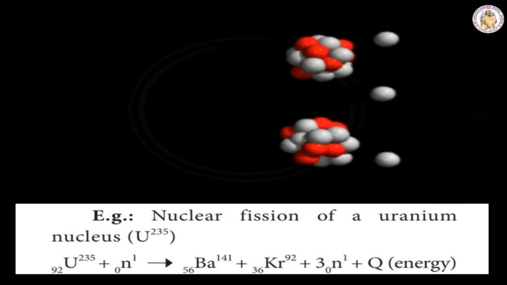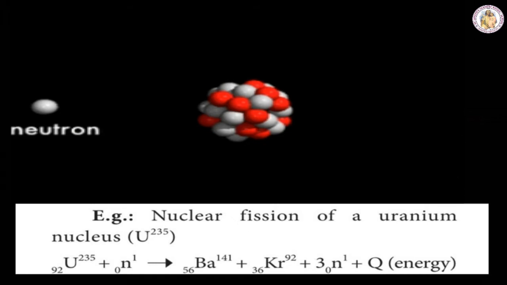3.2 into 10 to the power minus 11 joule. Here it is converted into joule, but in the figure they have given 200 million electron volt, that is MeV. So that is 3.2 into 10 to the power minus 11 joule. You have to know nuclear fission means it is a process of splitting up of a heavier nucleus into two lighter nuclei. At the same time it releases a large amount of energy and a few neutrons.